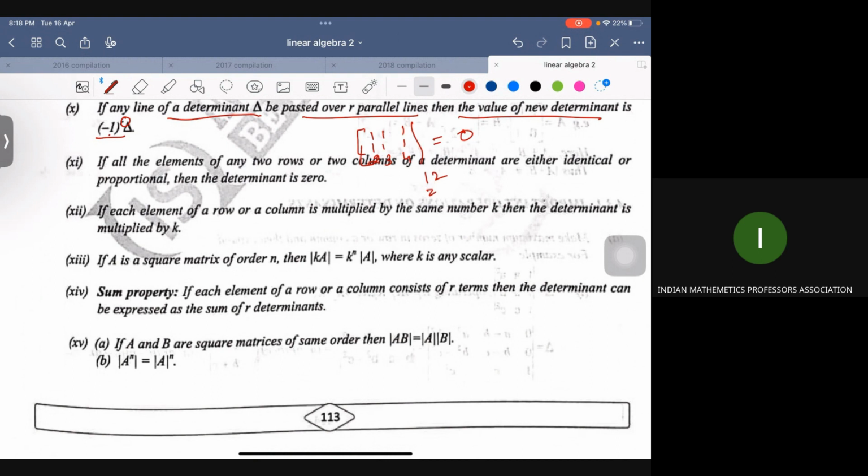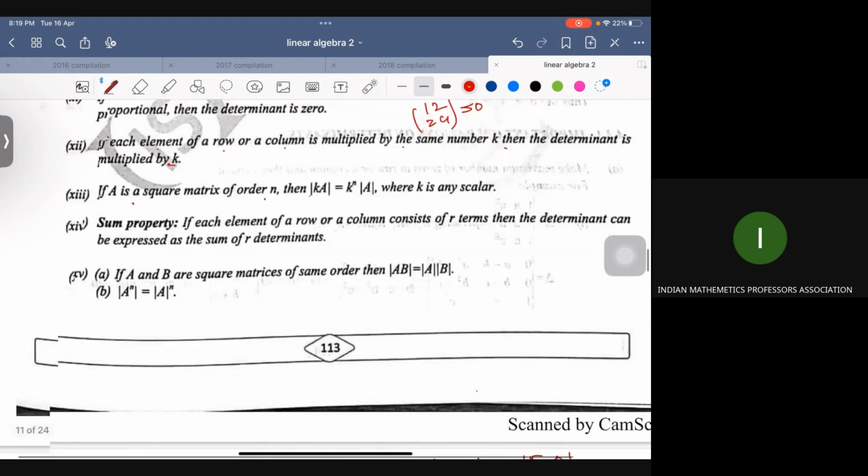If two rows are identical, the value of the determinant is 0. If each element of a row or column is multiplied by the same number k, then the determinant is multiplied by k. If every element is multiplied by k, the whole determinant is multiplied by k^n. If A is a square matrix of order n, the determinant of kA is k power n into the determinant of A, where k is any scalar.